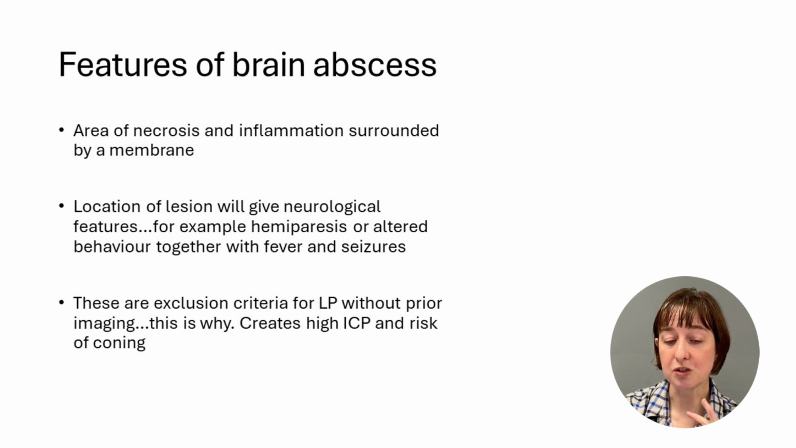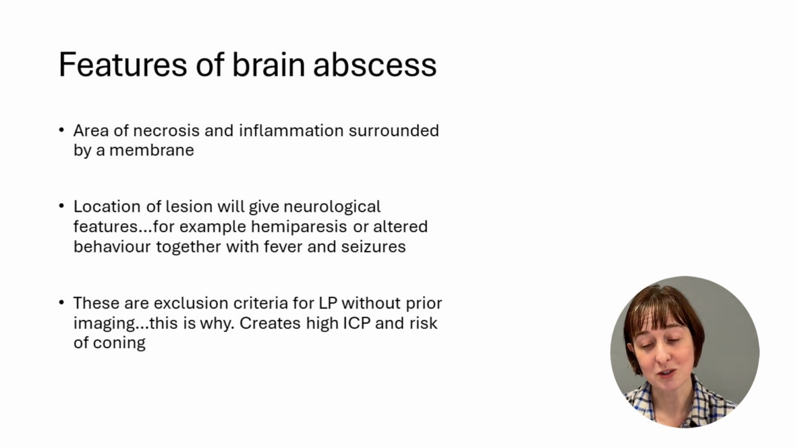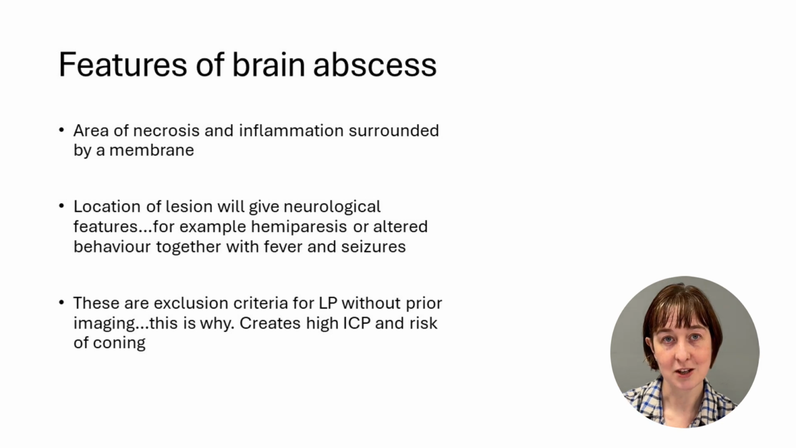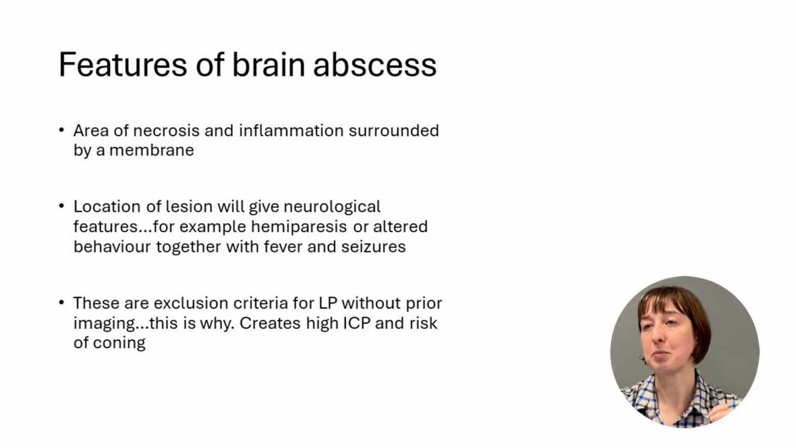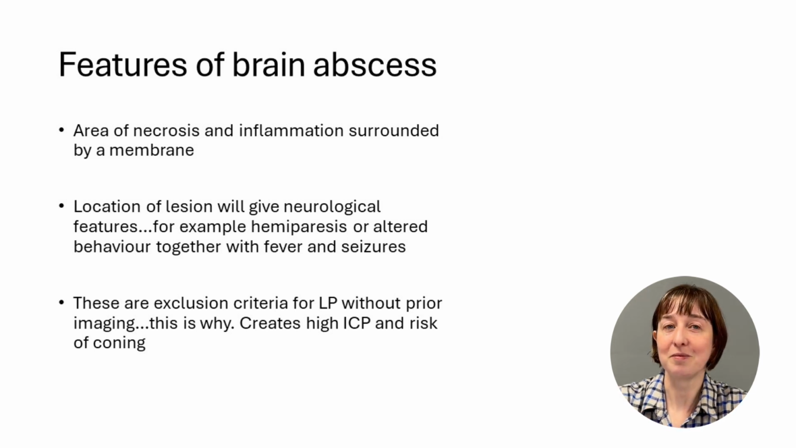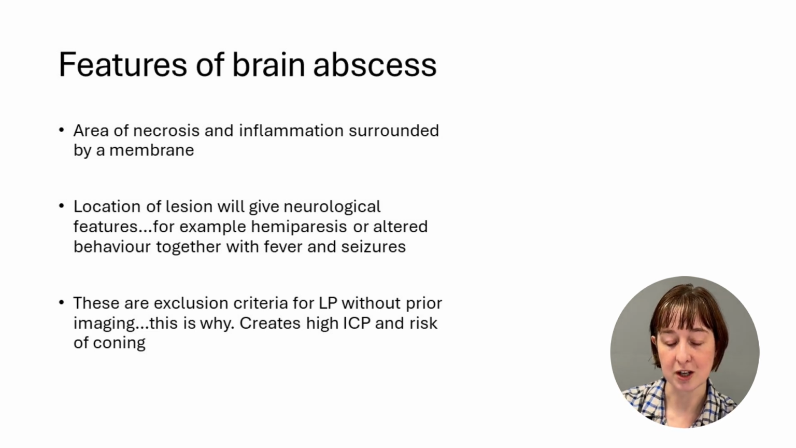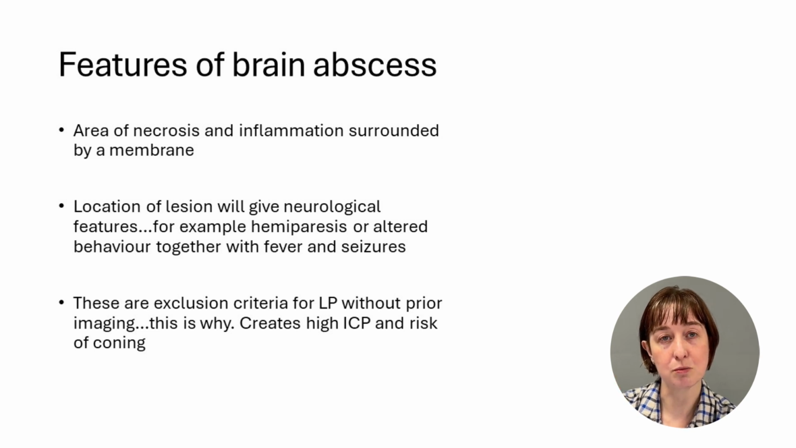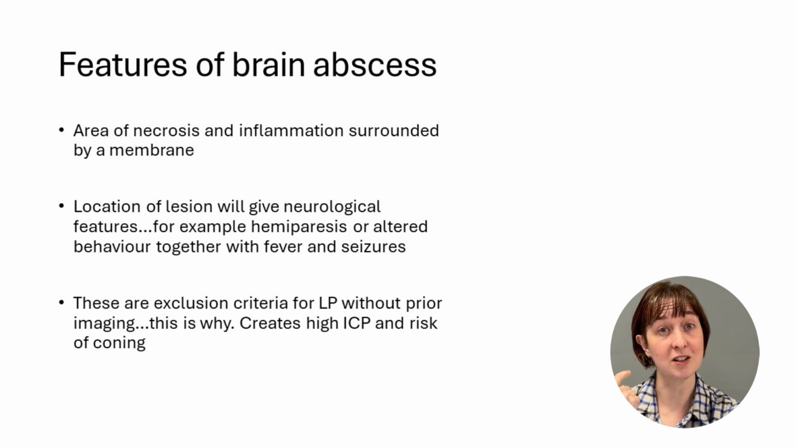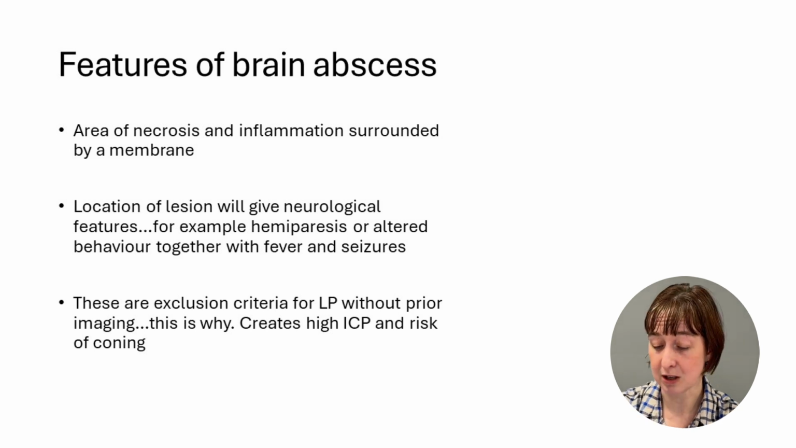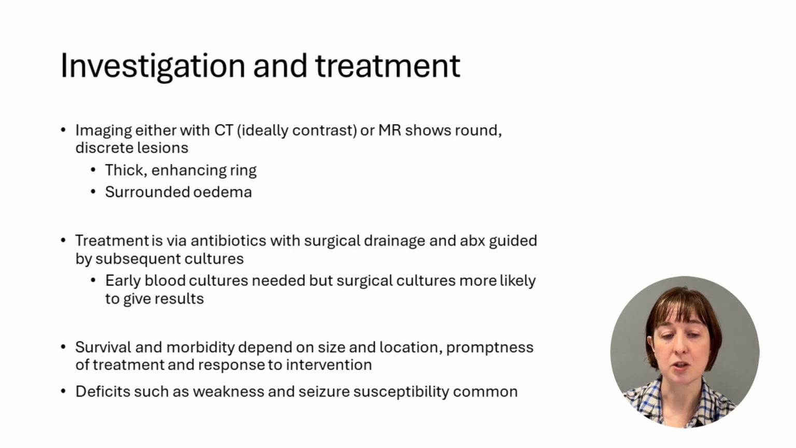There are exclusion criteria for why you would do a lumbar puncture in somebody without prior imaging, and this is why. If somebody has meningitic features, but they also have a hemiparesis and fever, the reason for this is they could have an abscess, and that's why we image somebody if they have focal features before doing a lumbar puncture. The risk is that somebody with high intracranial pressure has a risk of coning and death. So focal neurological features, and that includes things like seizures, altered behaviour, and abnormal fundoscopy, they must have imaging done before a lumbar puncture.